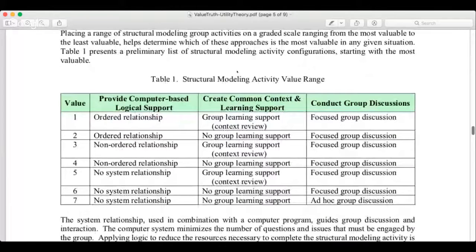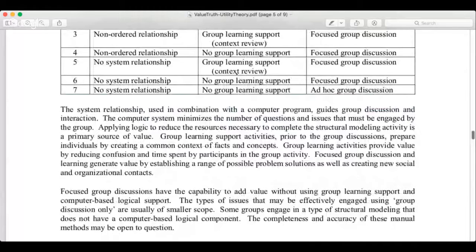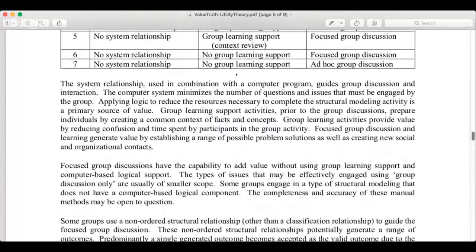So let's see. So anyway, the system relationship used in combination with a computer program guides the group discussion. And that is basically just to keep people focused. And if it's available, use logic to ask only for the empirical information and data that's necessary, and infer all of the other information that can be given the logical situation.